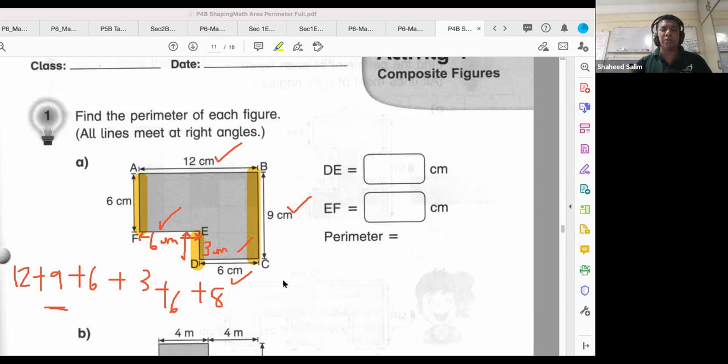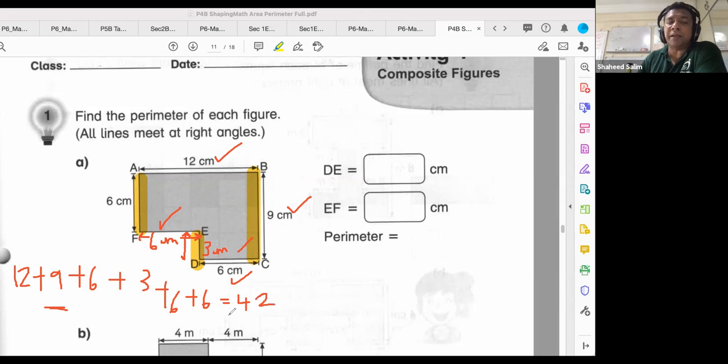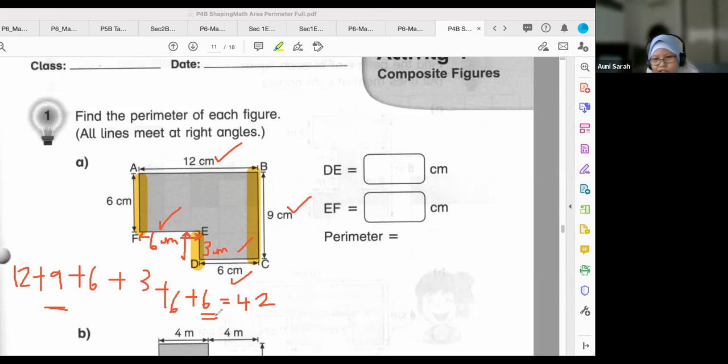I think I did. Sorry, there's no 8 here. Where did I get it? I wrote the wrong number here. 12 plus 9 plus 6 plus 3 plus 6 plus 6 plus another 6, not 8. Okay, how much is your answer then? I got 44. 42. Sorry, not plus 8, plus 6. I made a mistake. Okay.